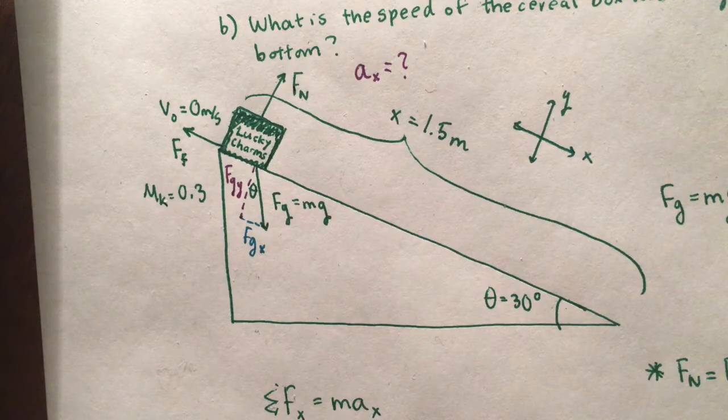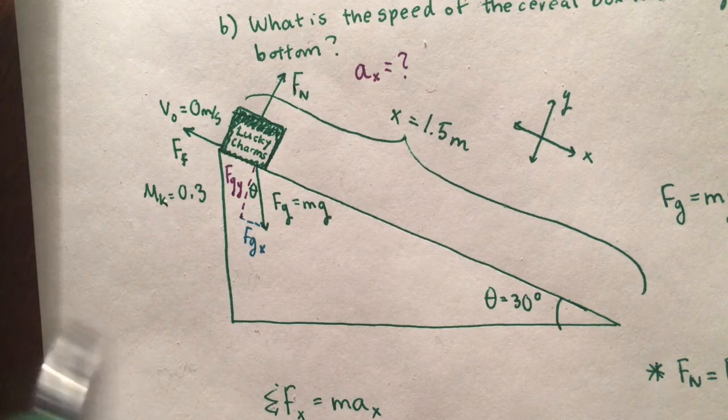Alright, let's accelerate into the next part of the problem. Since we're starting a new part of the problem, we start from step number 1 in our problem solving method. First step is draw a picture. We already have a nice picture. We don't need to draw it again.